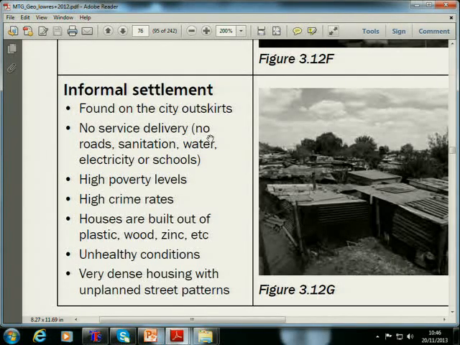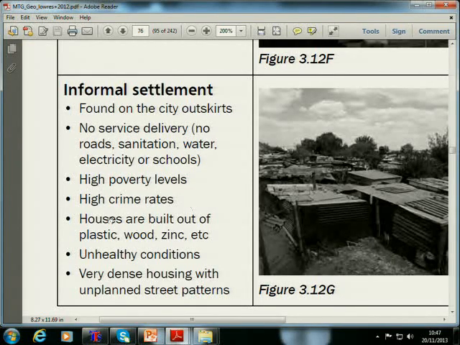What is service? What do we mean? That there are no roads, there is no sanitation, there's no water, people do not have electricity, there are no schools. Usually people would say there's no infrastructure. There are high poverty levels. There are quite a lot of people who are unemployed, and then there are high crime rates. These are the problems that we find in informal settlements.